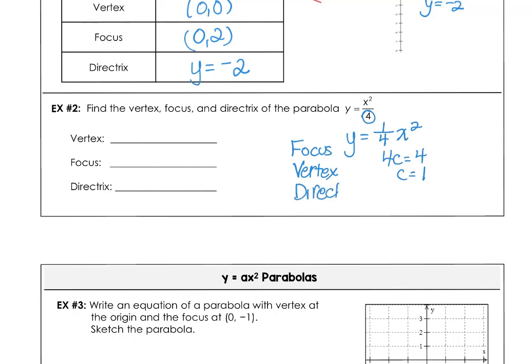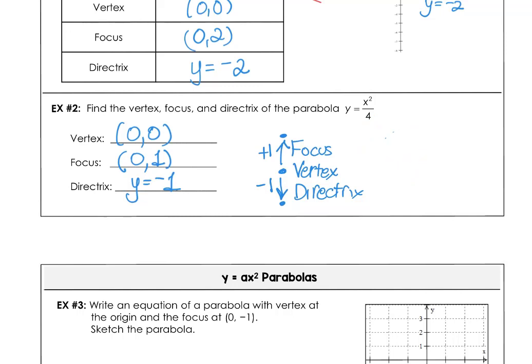And we know that we have the focus and the vertex and the directrix, in that order. So if the vertex is here, the focus is 1 unit up and the directrix is 1 unit down. So we would add 1 and subtract 1. In this case, our vertex is at the origin, and our focus would be 1 unit up from the vertex, so adding to the y value, and the directrix would be y equals 1 unit down, so y is -1, which gives us the focus, the vertex, and the directrix for our parabola.